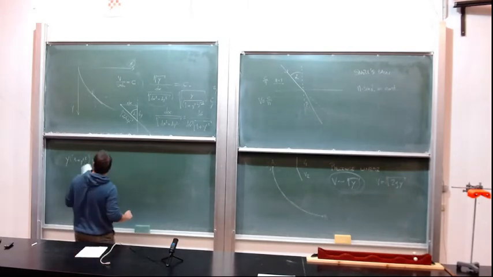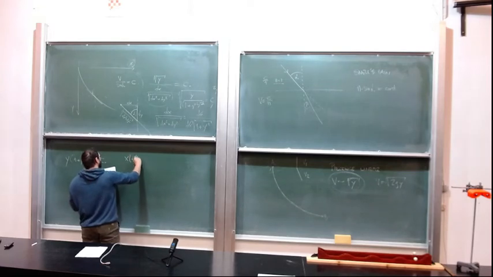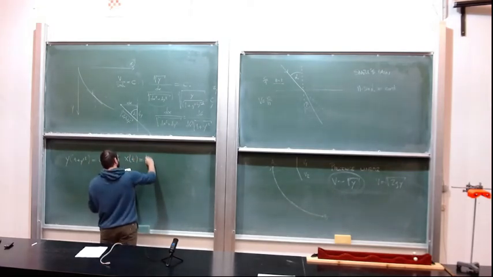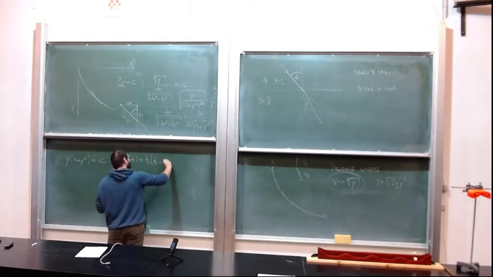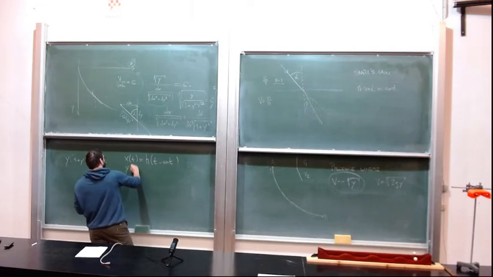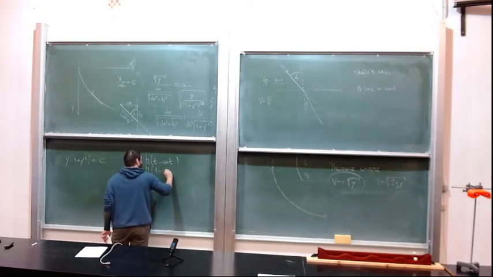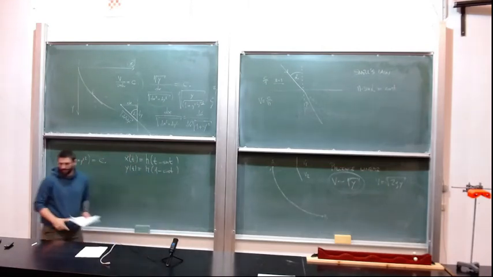I'm going to write down the equation for the cycloid. The cycloid is given by a parametrization something like this. X is h times t minus sine of t, and y of t equals h times 1 minus cosine of t, like this.